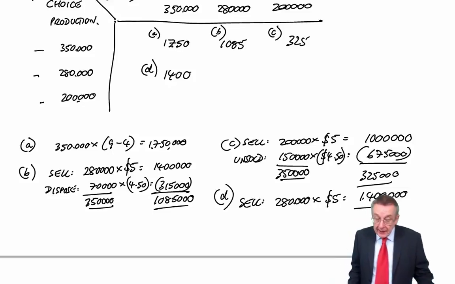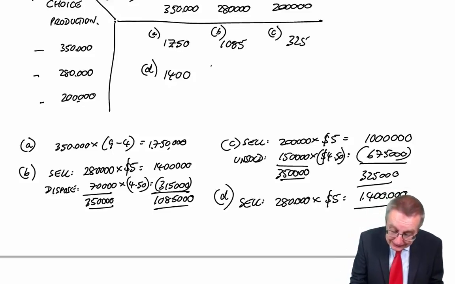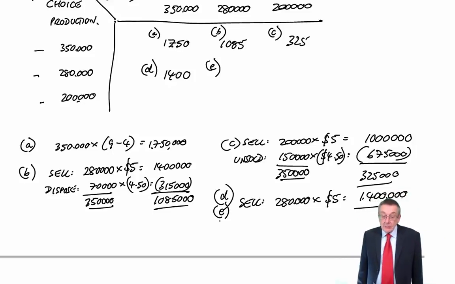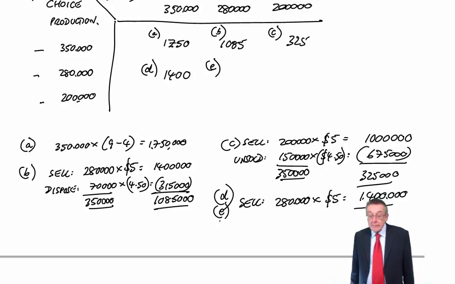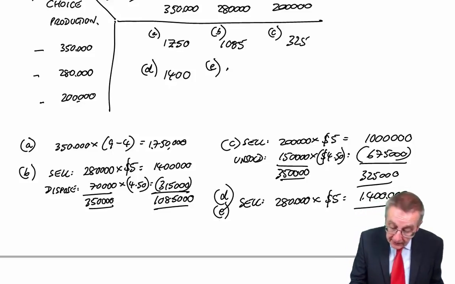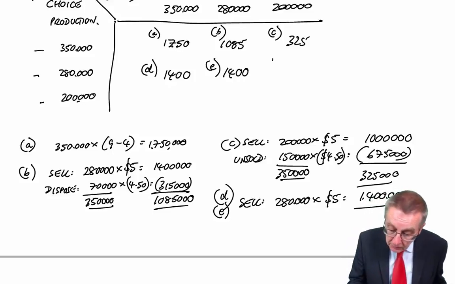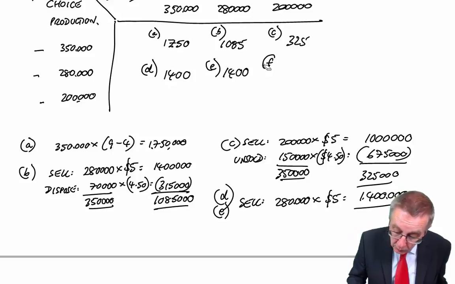And surely, because of that, I can do the next one as well. It's the same workings. Here we produce 280. We sell 280. I'm not going to write the workings down again. We make 1,400. I said I wouldn't show more workings. I'll show one last one, and you'll see why.